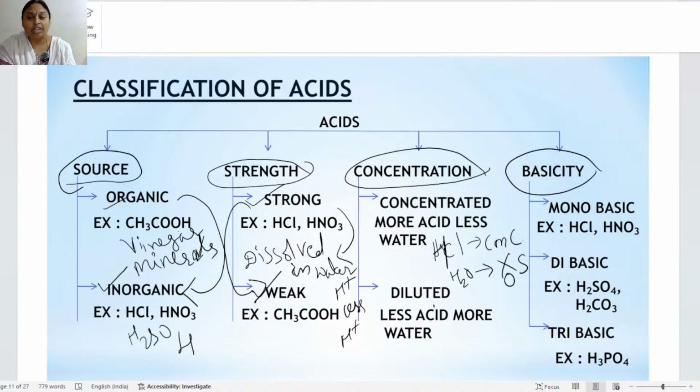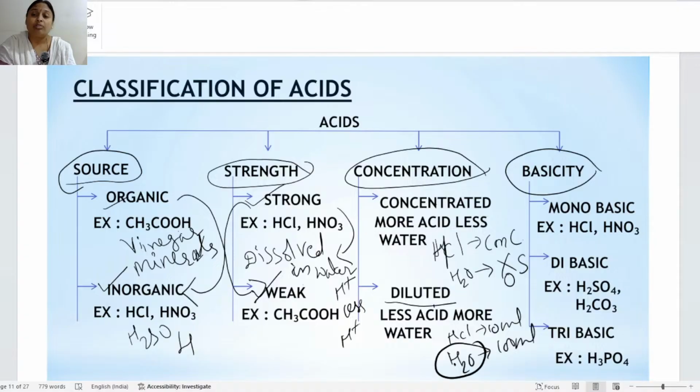When it comes to diluted, suppose we take 10 ml of HCl and 100 ml of water. Which has the greater quantity? Water has the greater quantity and the HCl dissolves in the water. So automatically the H3O plus ion concentration increases. Then those are known as diluted acids.